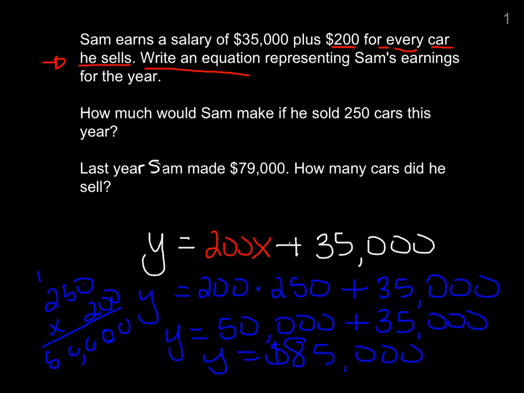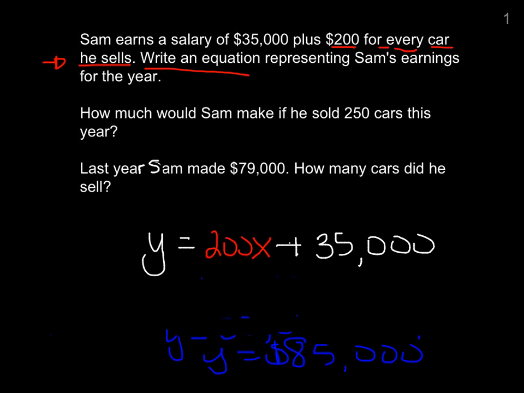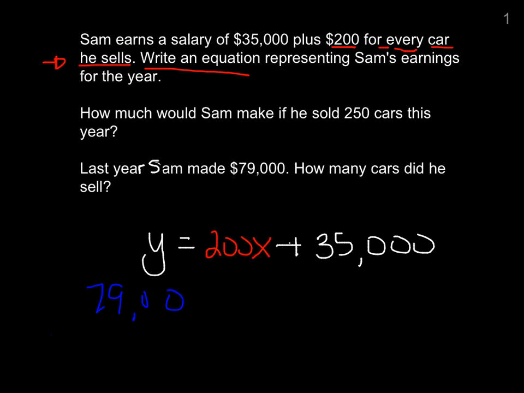So let's look at the second example. The second example says last year Sam made $79,000. How many cars did he sell? Well, this time we don't know the x, which is how many cars he sold. I'm going to go ahead and erase all this. But we do know his total salary. So that is what the y is. So I'm going to put in his total salary out here for the y, 79,000, and then we can solve for x. And this is just a simple equation.